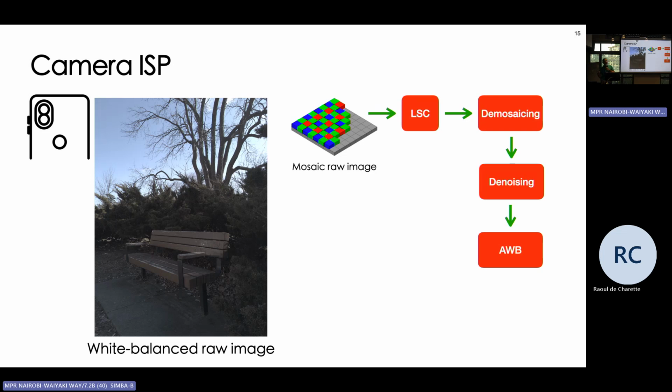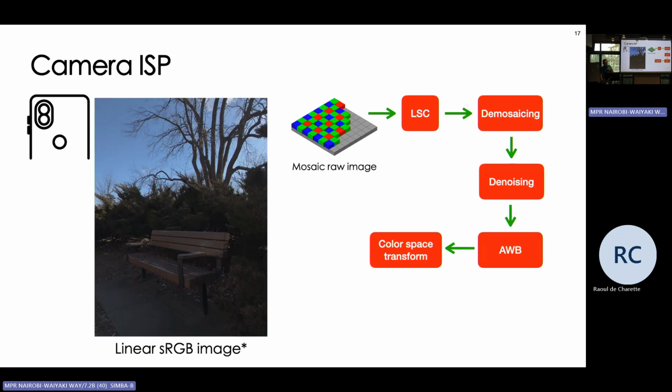So the goal right now is to go to a standard space. This is the step we call the color space transform, and that takes us from the white balanced raw image to a linear sRGB color space. We have different standard color spaces, and it's optional to go with any of them. One of them is linear sRGB, and the other one is a perceptual color space called CIE XYZ. I will go into details on how we can go to those standard color spaces.